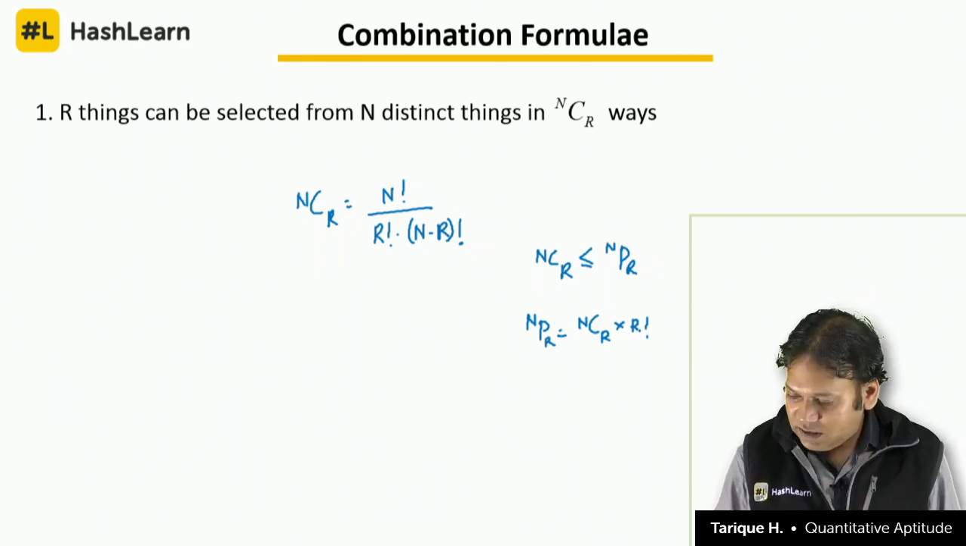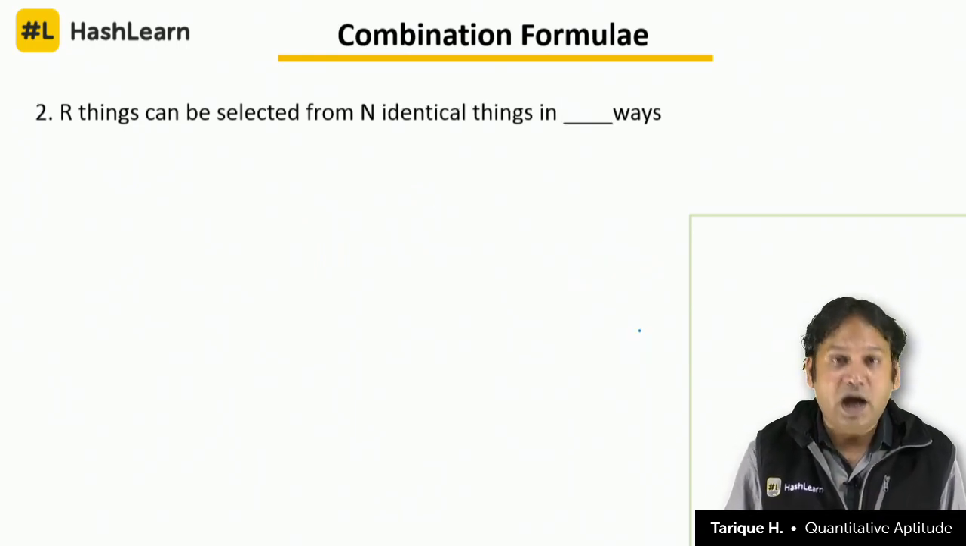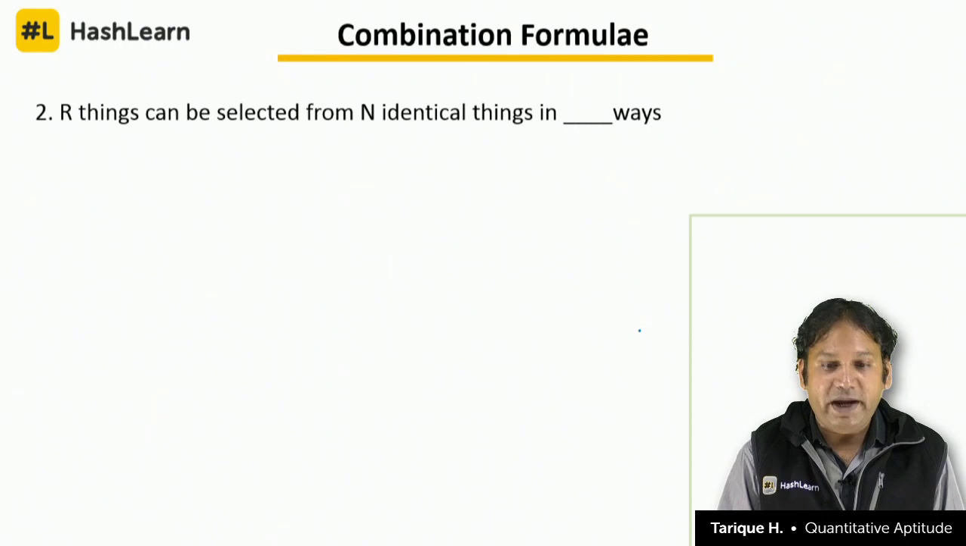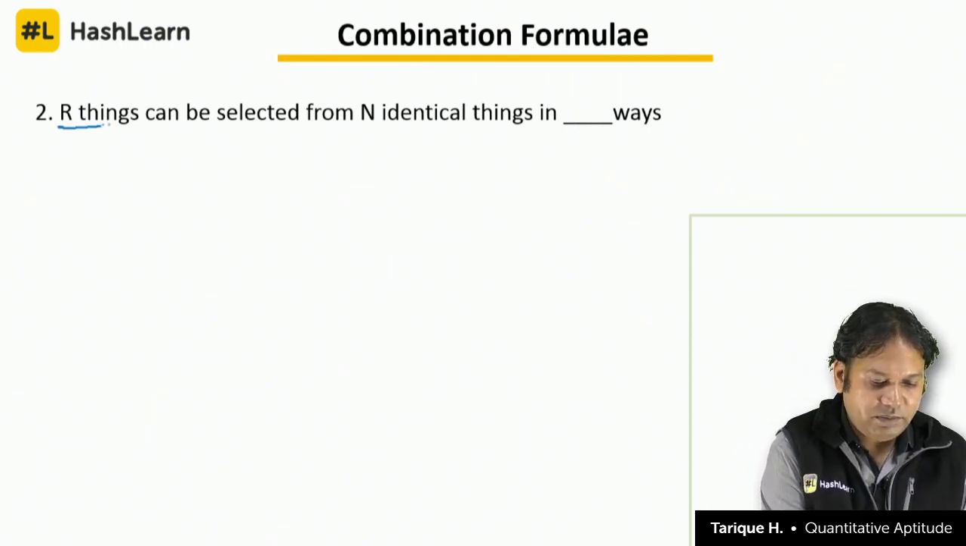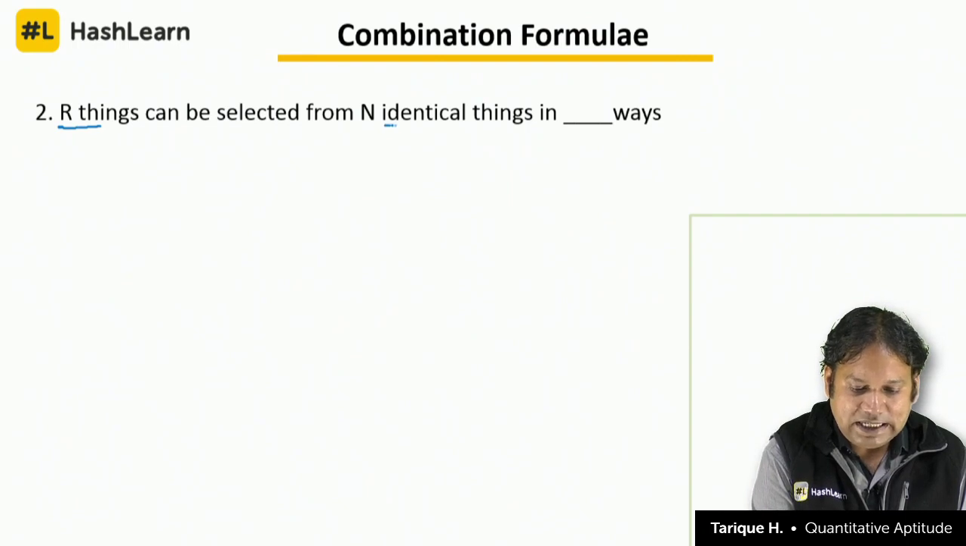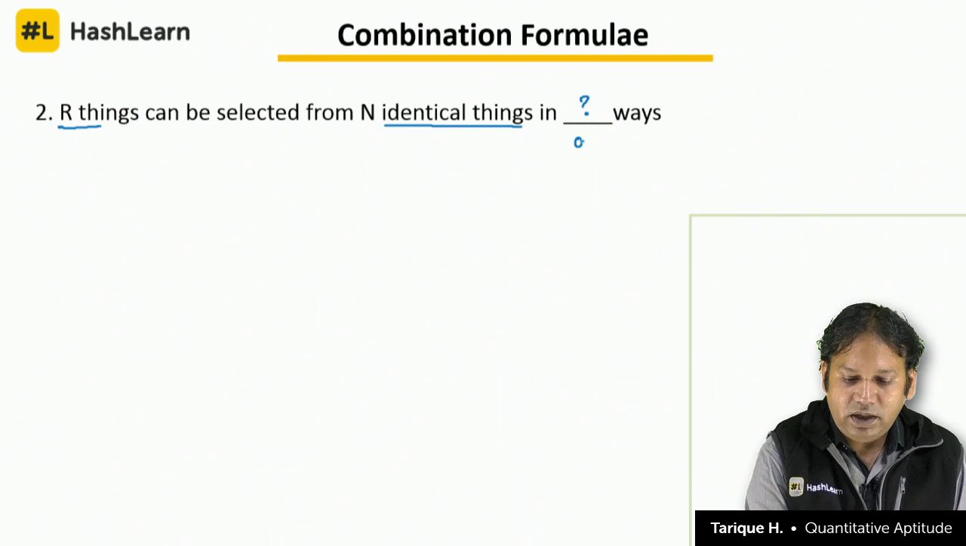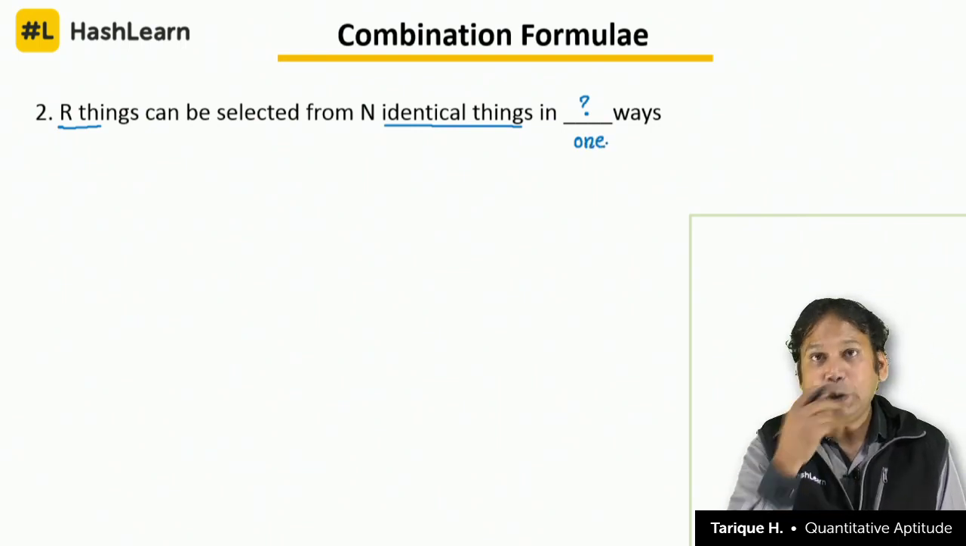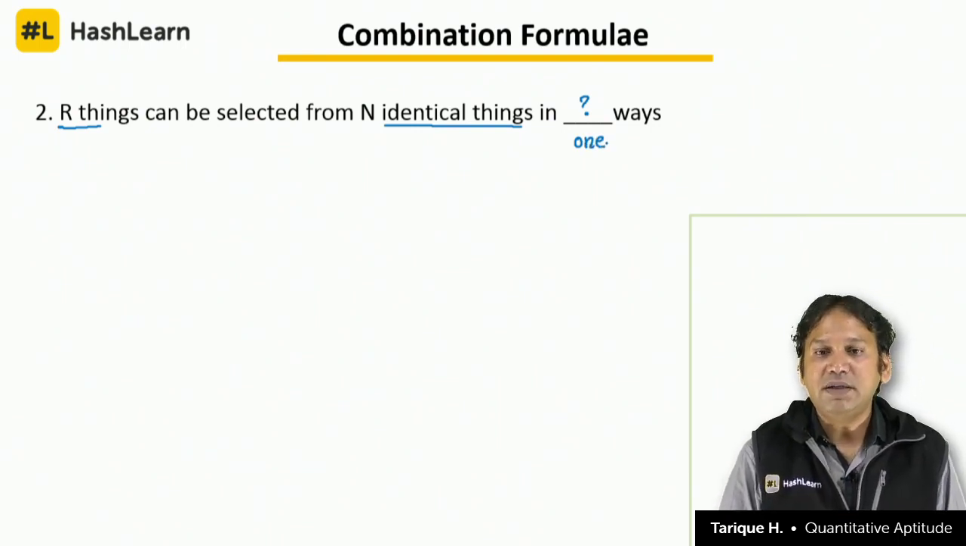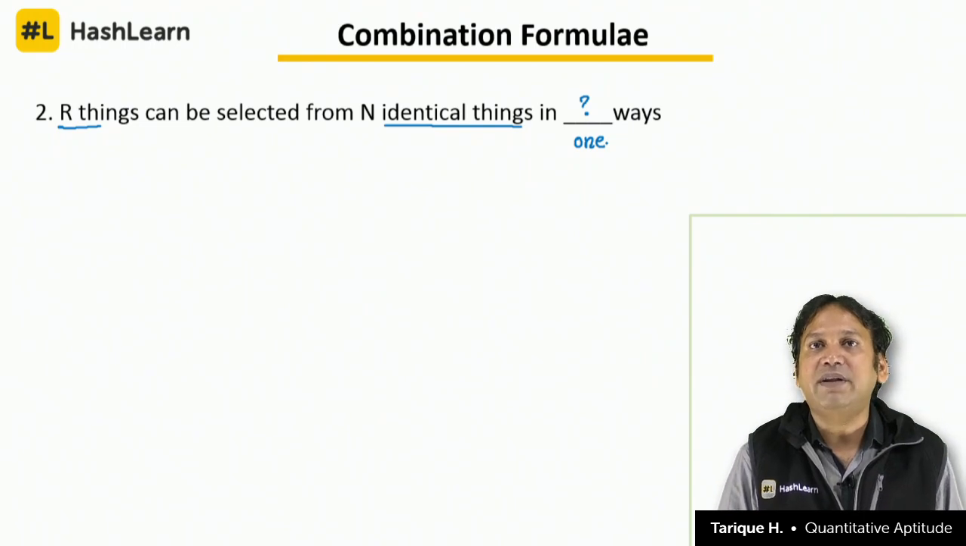Now continuing with this technique, next one is: R things can be selected from n identical things in how many ways? So we have R things here, but the things from which I am selecting are identical. I have left it empty for you to understand that this can be done in only one way. There is no choice in front of us. When choice is not there, it does not matter what or how many things are being selected. R things are being selected, but the number of ways in which you can do it is only one.